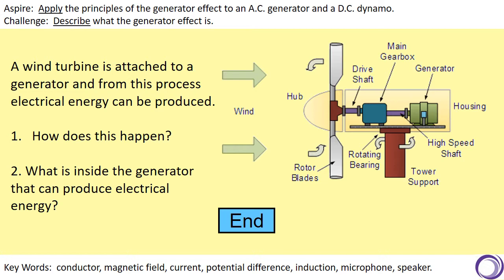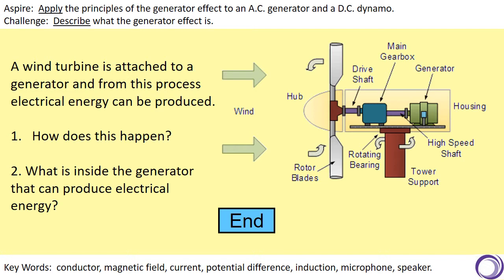So going back to the questions, question 1, how does it happen? Well, you might have tried to answer by talking about energy stores. So if you've said that the kinetic energy store is transferred into the generator, which produces electrical energy transfer, yeah, you're along the right lines. But what's inside the generator?